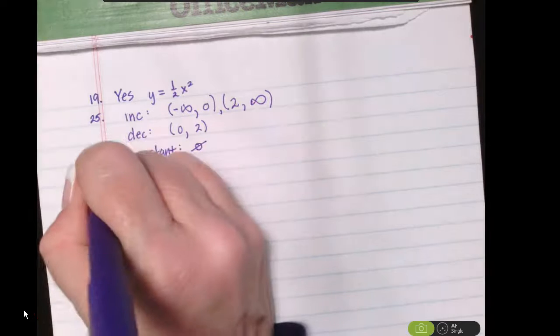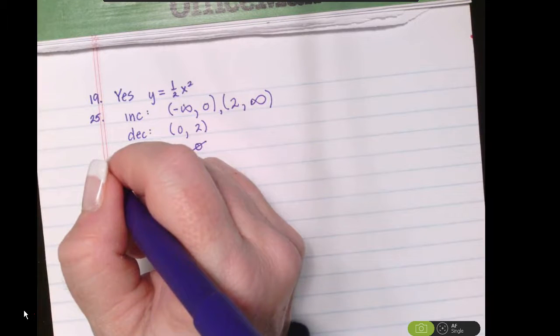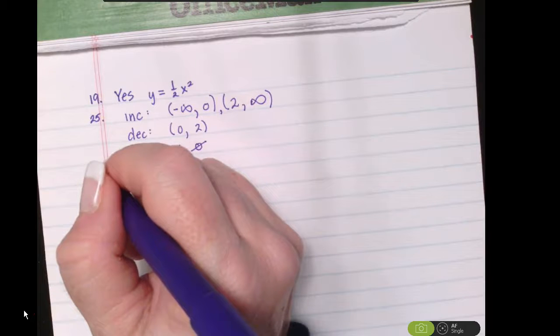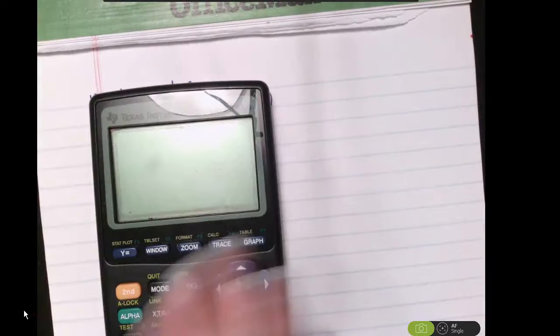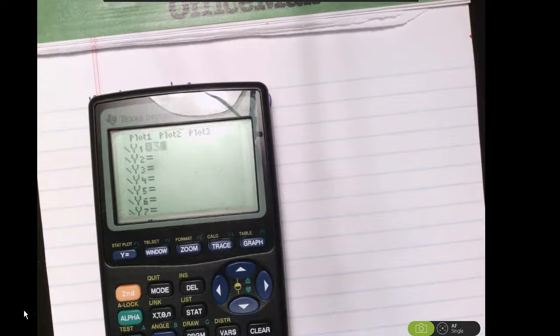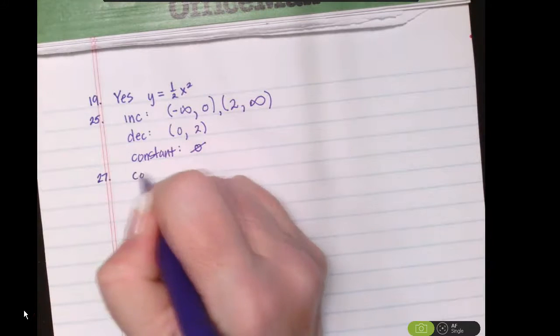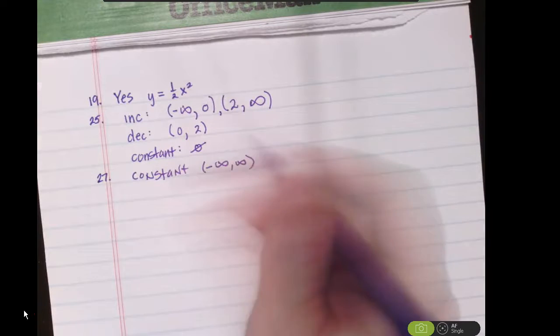We have 3 odds in a row, 27, 29, and 31. So we're going to graph the function on our calculator, and we're going to determine increasing, decreasing, constant. So when we graph, in number 27, we graph f of x equals 3. So I'm expecting that to be a horizontal line, and it is. So I could tell that that's neither increasing nor decreasing. It's actually constant from negative infinity to infinity.